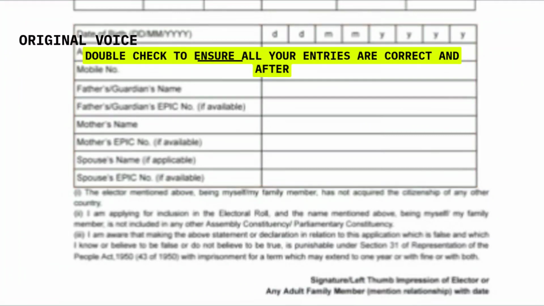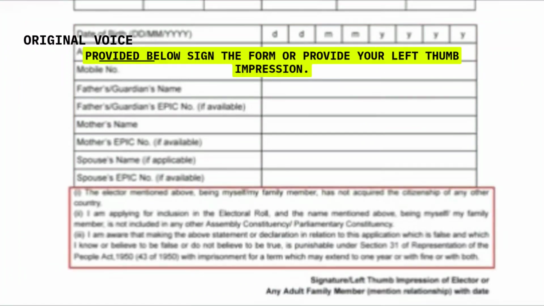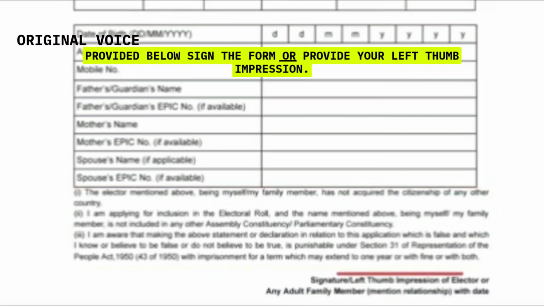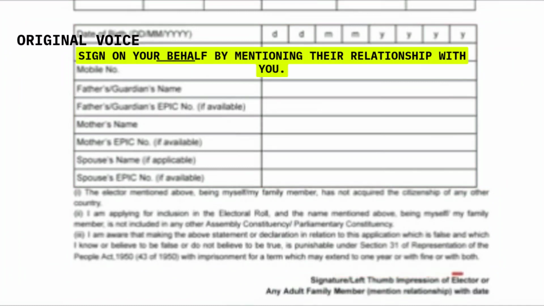Double check to ensure all your entries are correct. And after reading all three declarations provided below, sign the form or provide your left thumb impression. In your absence, any adult member of your family can sign on your behalf by mentioning their relationship with you.